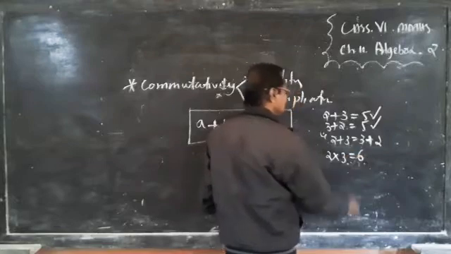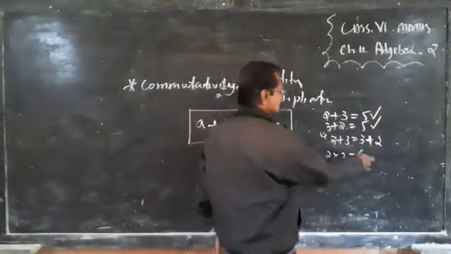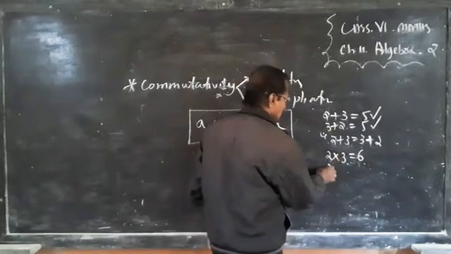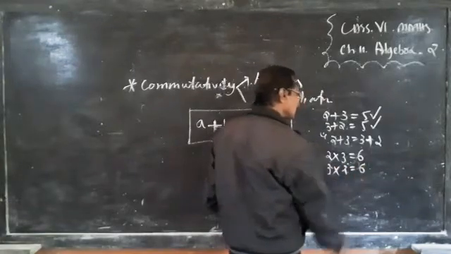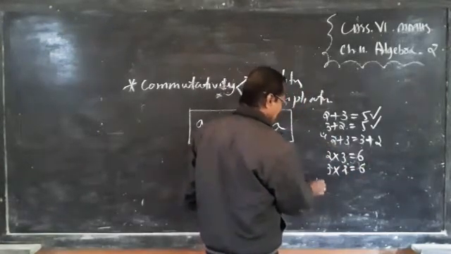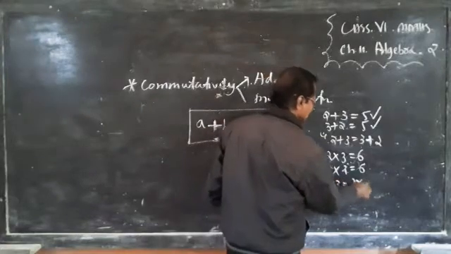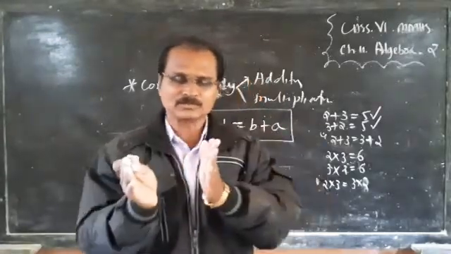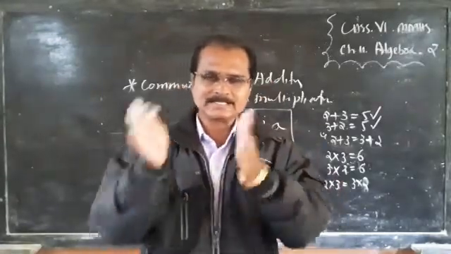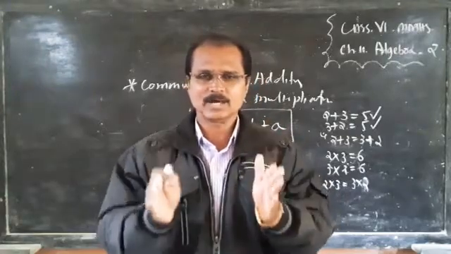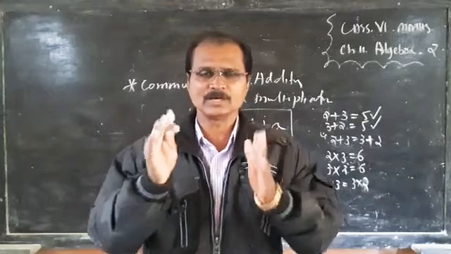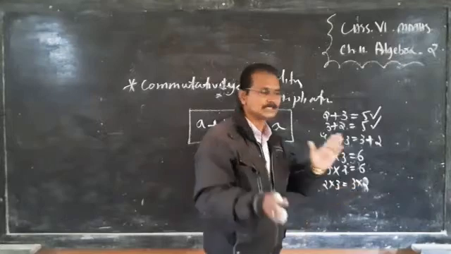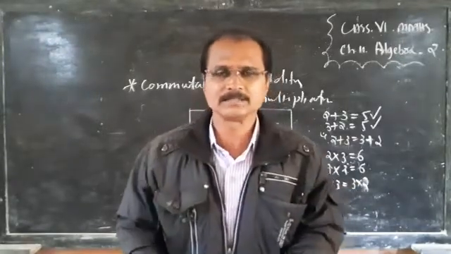Okay. Now the second one is multiplication. 2 3s are 6. पहले 2 लिखा, बाद में 3 लिखा, तो आंसर 6 आ गया. अभी चेंज कर लो. पहले 3 लिखो, बाद में 2 लिखो. 3 2s are 6. That means 2 into 3 equal to 3 into 2. So when you are interchanging the position of the two numbers, you will get the same value. So interchanging the position of numbers, there is no change.